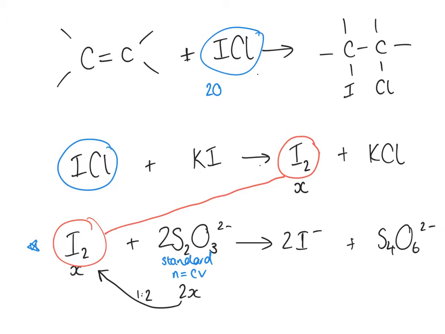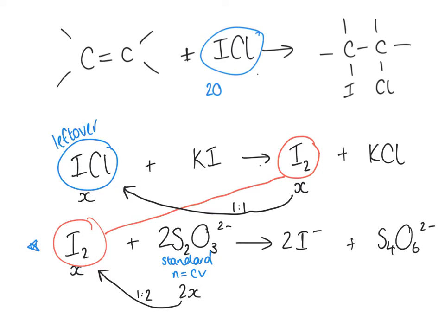The thing I'm interested in, because the thing I added across the double bond first of all was this ICl, I can work out the number of moles of ICl. My ratio is just 1 to 1. So how many moles of ICl did I use? X. Okay, so remember, this is my leftover ICl. It's the stuff that didn't react with my double bonds. Are we okay with that? Because we're working back the way.